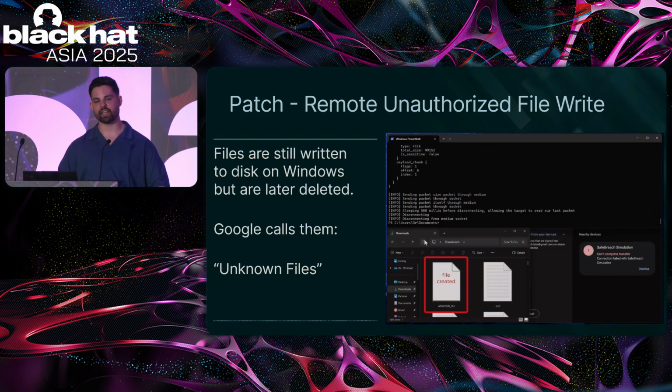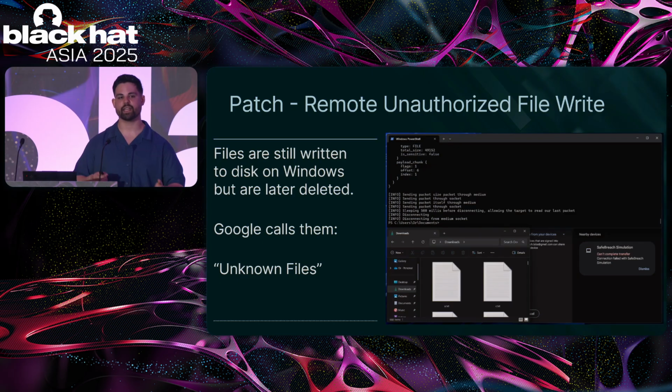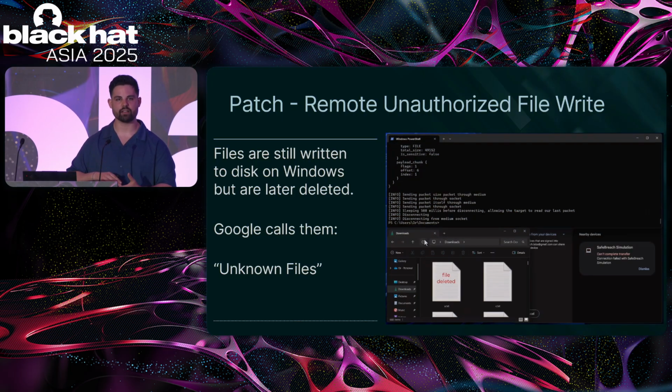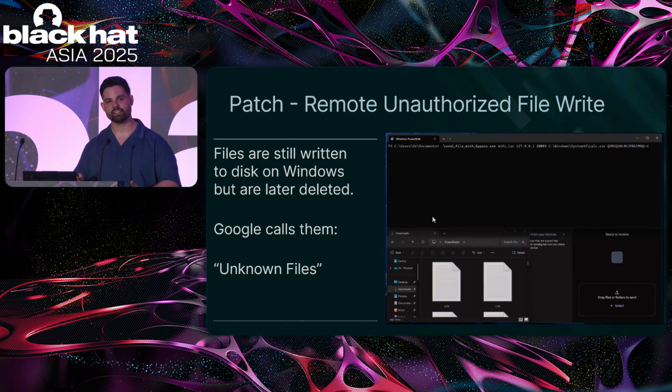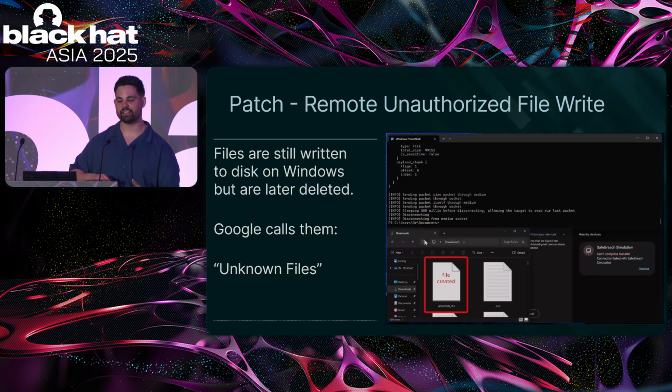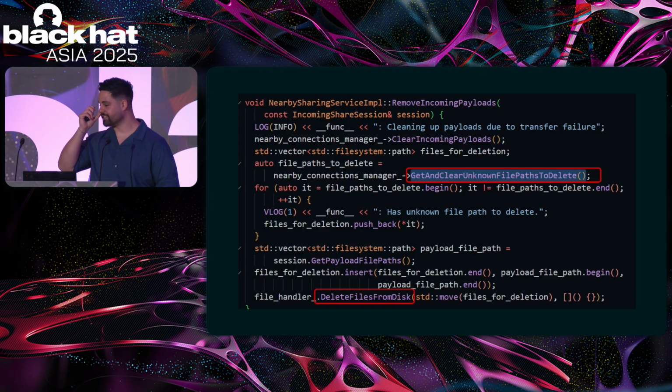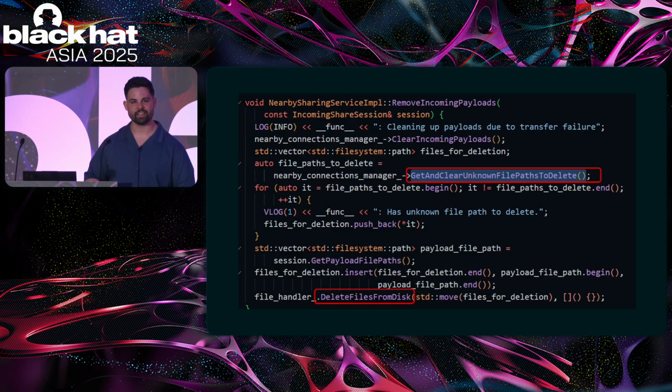Another more surprising fix was the fix for the critical vulnerability that allowed us to send files remotely without the need for the user to accept. Now, what we saw is that Google's fix was, instead of just not writing the files that we send to disk in the first place, at the end of a file transfer session, they delete these files. And these files are identified by them as unknown files. And this is the code that does this. So you can see that they're looking for unknown files and then they delete them from disk.